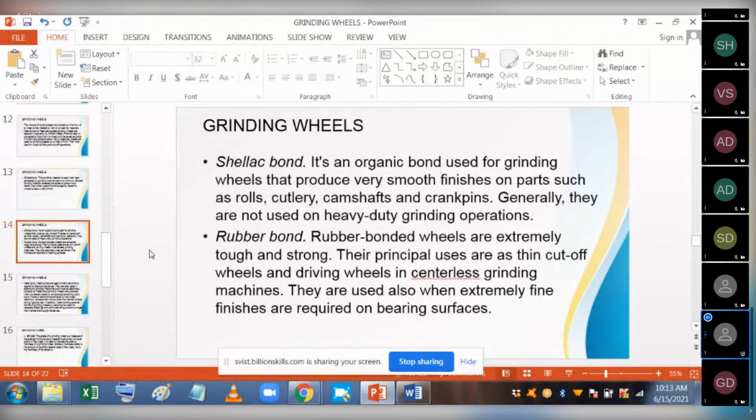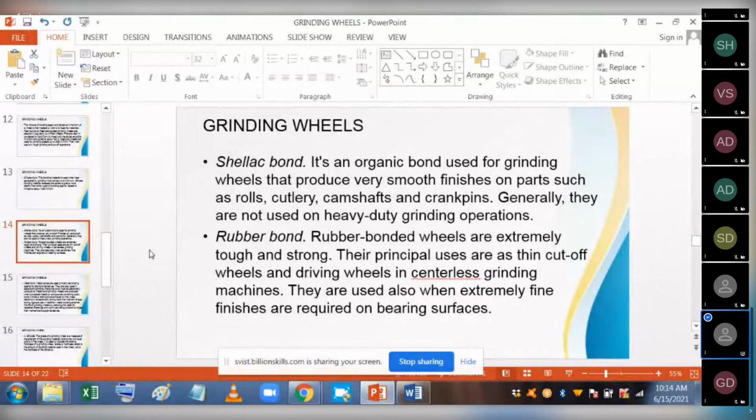The other two types of bonds are shellac bonds, which is an organic bond used for grinding wheels that produce very smooth finish on parts such as rolls, cutlery, camshafts, crank pins. Generally, they are not used on heavy duty grinding operations. Components like camshafts and the cutlery used in kitchen and cookery are ground by shellac bonded grinding wheels, which are softer and create smooth finish.